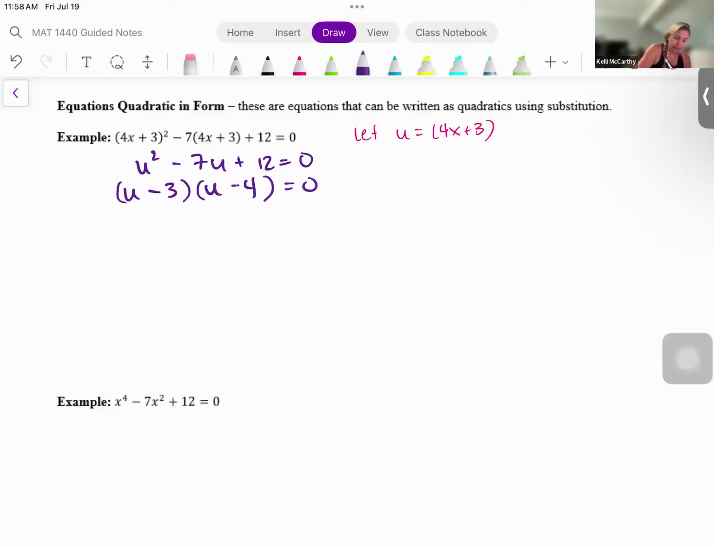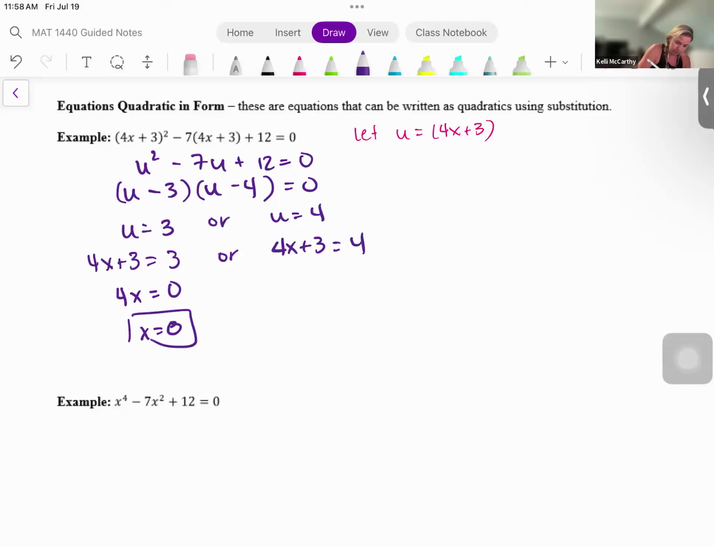And when we solve this, we're going to get that U equals 3 or U equals 4. Now we back substitute to figure out what our value of x is. So instead of U, we have 4x plus 3 equals 3, or 4x plus 3 equals 4. Solving the first equation, we have 4x equals 0, x equals 0. For 4x plus 3 equals 4, we're going to subtract 3. We get 4x equals 1. x is equal to 1/4.